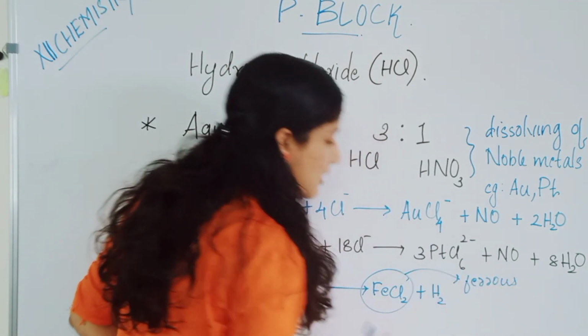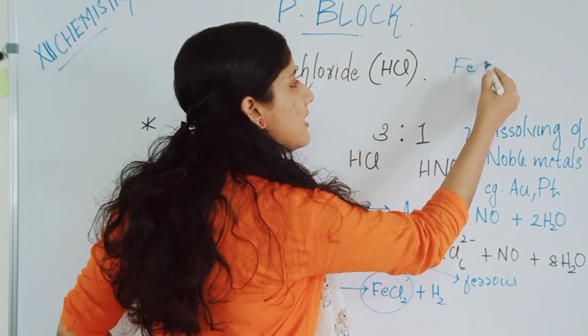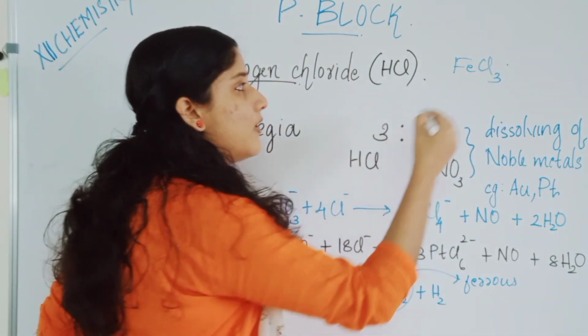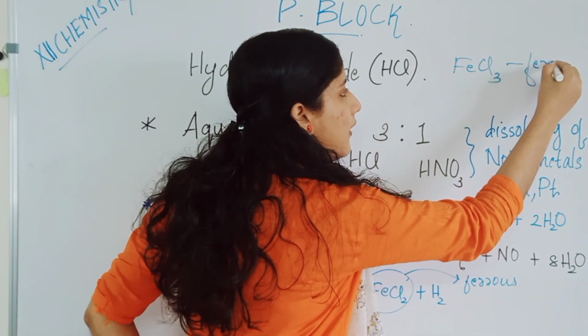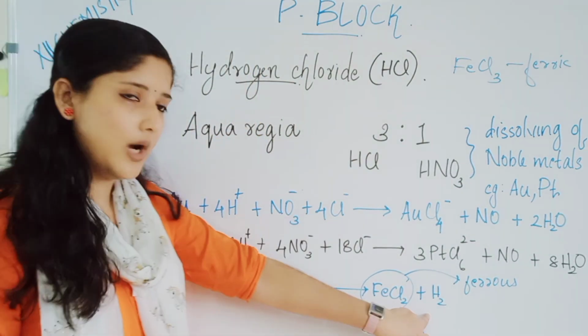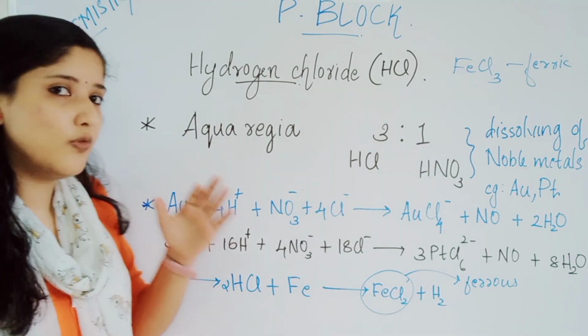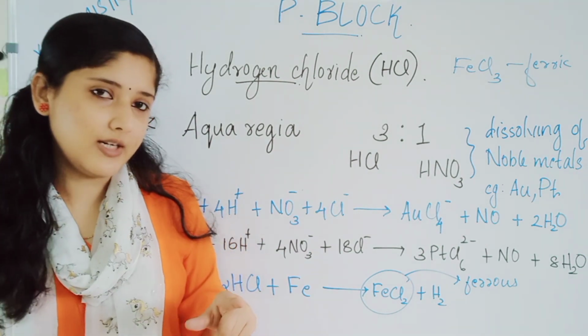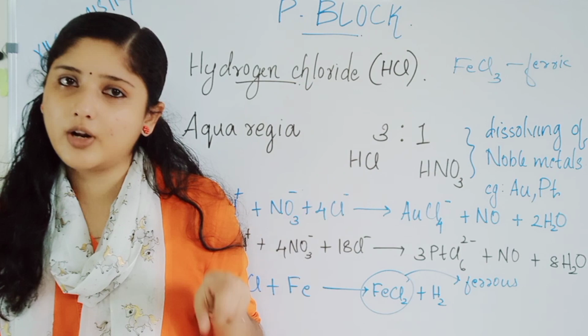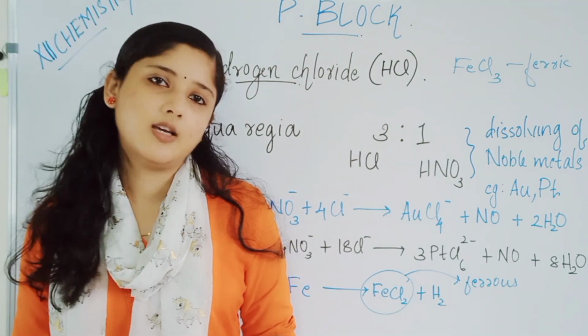Ferrous chloride. What is ferric chloride? Ferric chloride is FeCl3, isn't it? FeCl3 is ferric chloride. Ferric chloride is not formed because of the liberation of H2, hydrogen gas. So, when iron reacts with hydrogen chloride, you will obtain ferrous chloride, remember that. And you won't get ferric chloride. Why? Because of the liberation of hydrogen gas in this reaction.